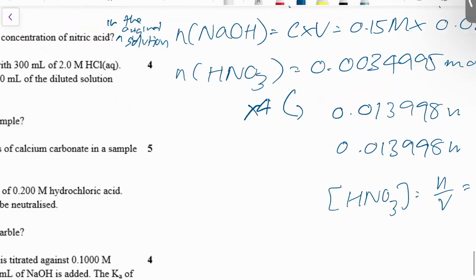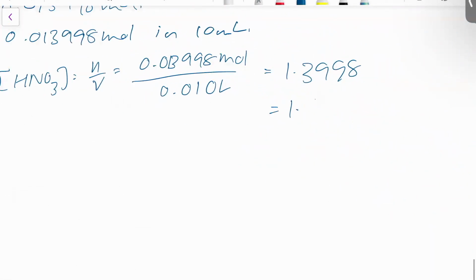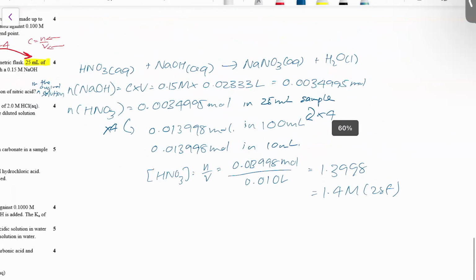So my final answer is going to be 1.4 mole to 2 sig figs. Take a second to grab that down. How do you know it's diluted to 100 and not something else? Because it was just transferred to a 100 ml flask.